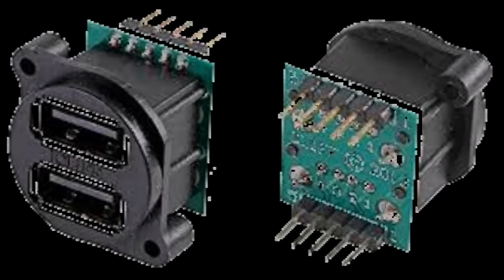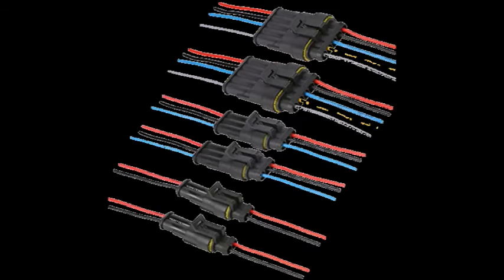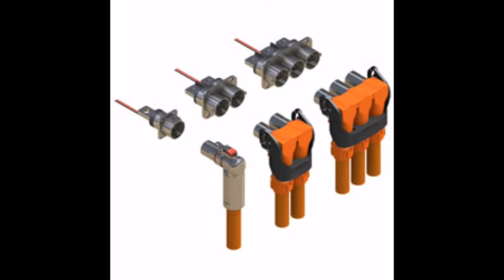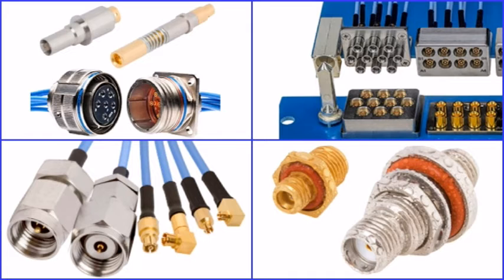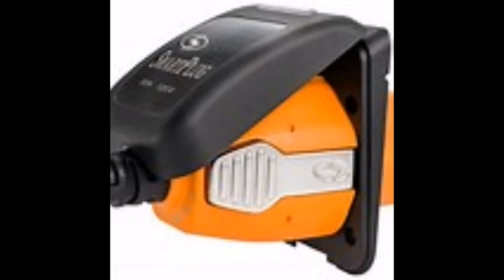Electronic connectors can be classified based on their level of interconnection. The electronic connectors discussed in this article are board-to-board connectors, power connectors, terminal blocks, USB connectors, and audio and video connectors.